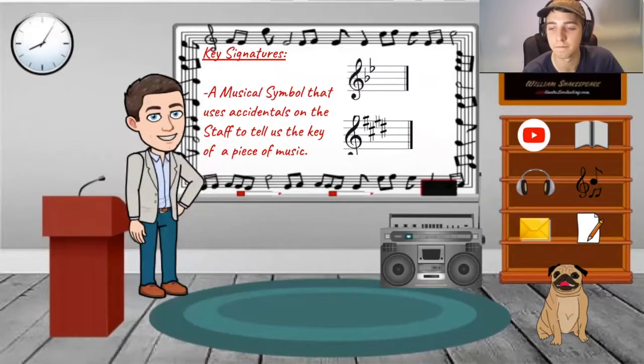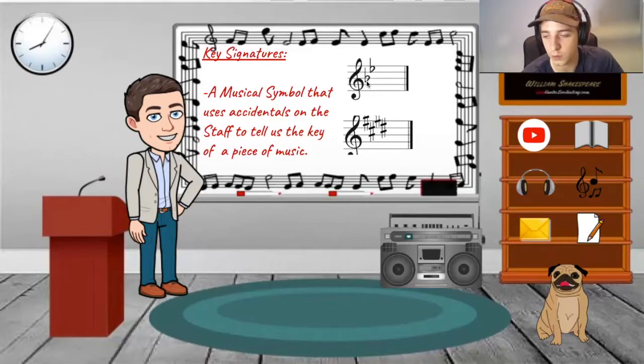And we can tell what that key is by a musical symbol called a key signature. So if you take a look over here, this first one we have here is a flat key signature, and then down here we have a sharp key signature. So what we can do to read these and let us know what scale our music is based around is look at where these accidentals are placed on the staff.